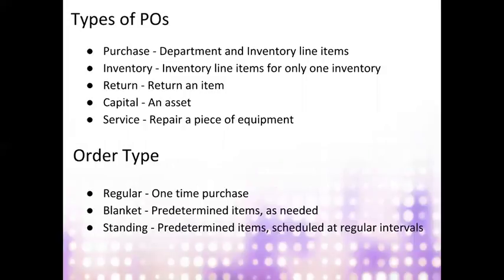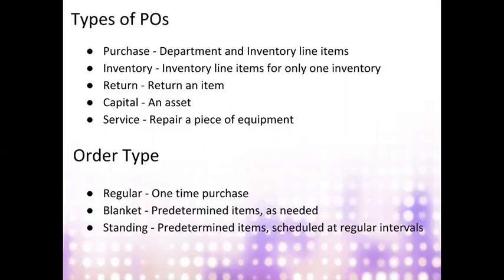PO types and order types fall into the category of key terms, so we'll take a quick look at these. As you can see, there are 5 different PO types. Purchase is the default PO type, and it can be used to generate a PO that contains both department and inventory line items. If I wanted to dedicate all of the line items on a PO to a single inventory, I would enter an inventory type PO.